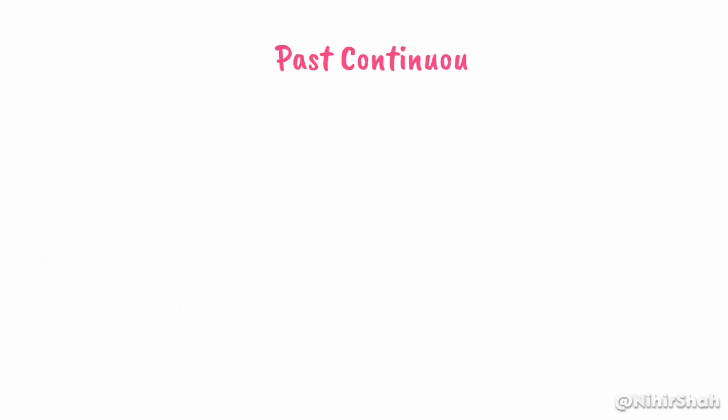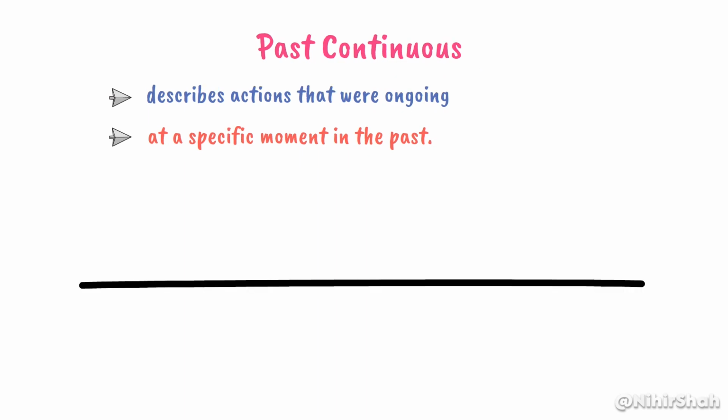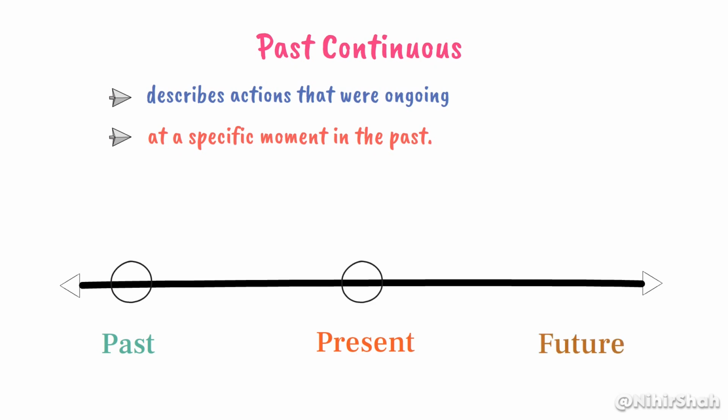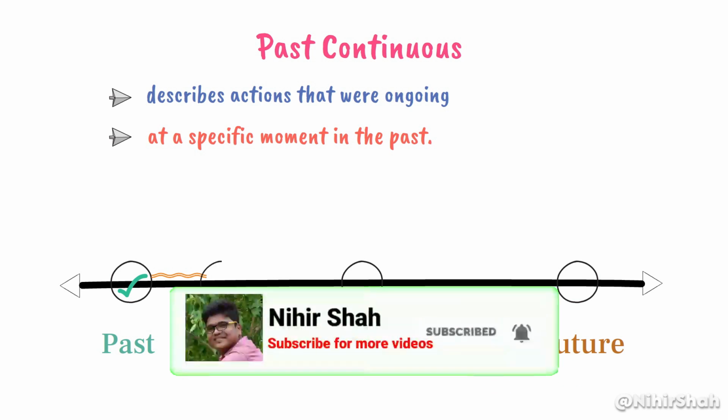What is the past continuous tense? The past continuous tense describes actions that were ongoing at a specific moment in the past. Suppose we have a timeline. The left side is the past, the middle is the present, and the right side is the future. Then, past continuous tense describes an action that was ongoing at that specific point, not necessarily starting or ending at that exact moment, but the action was ongoing.